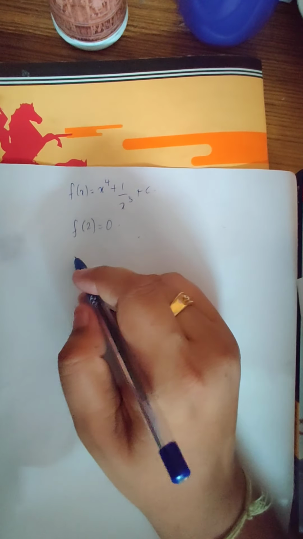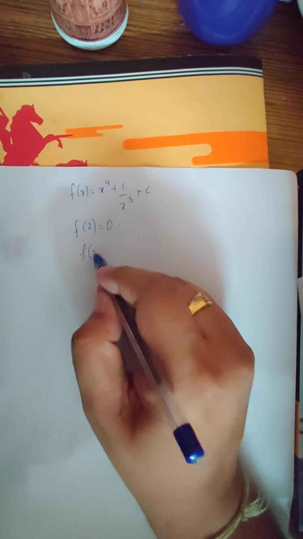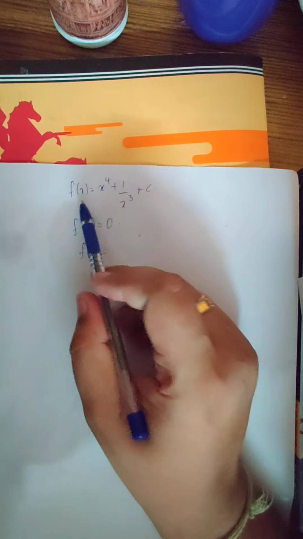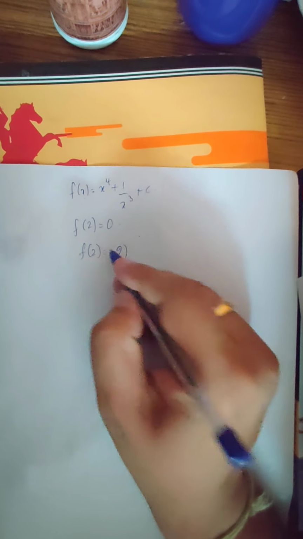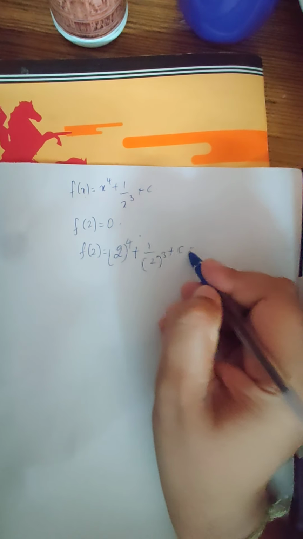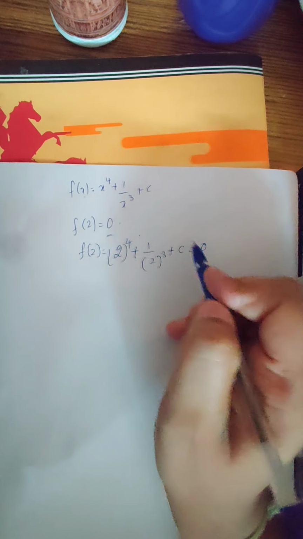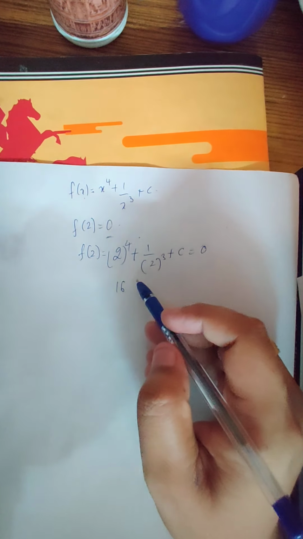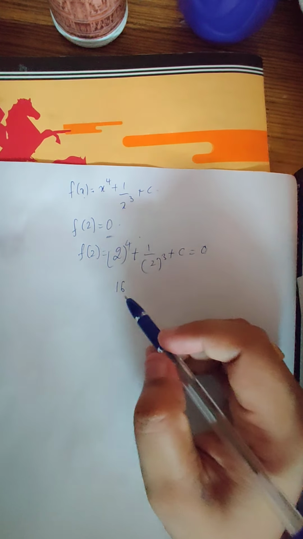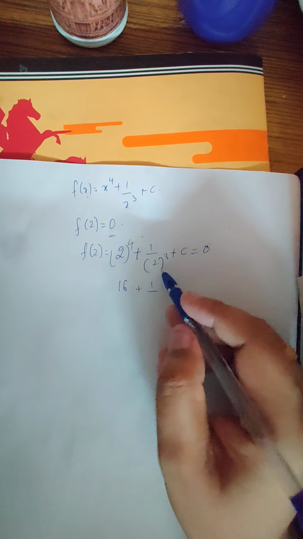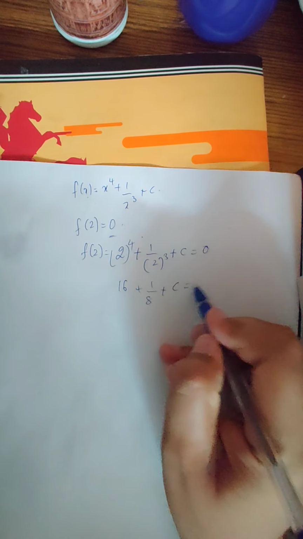So first find f of 2. You will get f of 2 when you substitute in the given function. At the place of x you put 2 power 4 plus 1 by 2 power 3 plus c, and equate that to 0. 2 power 4 is 2 into 2 into 2 into 2, four times you multiply 2, which is 16, plus 1 by 2 into 2 into 2, which is 8, plus c equals 0.